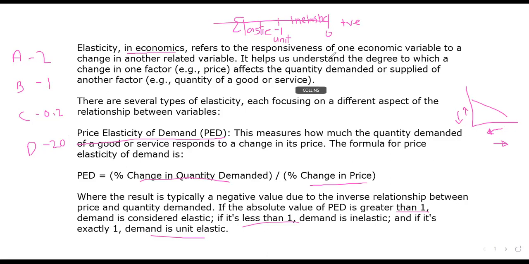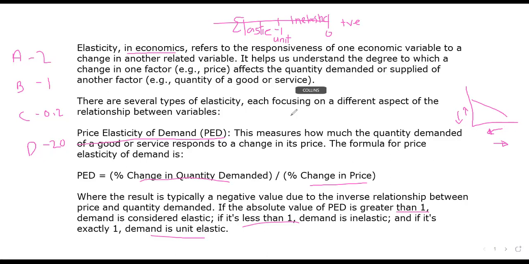Which one is elastic, unit elastic? I think A is elastic. A is elastic, correct? Then B should be unit elastic. B is unit elastic, correct? C inelastic. C is inelastic, correct? Then D should be elastic as well. Yes, D is very elastic, yes. All right, then you get the concept.